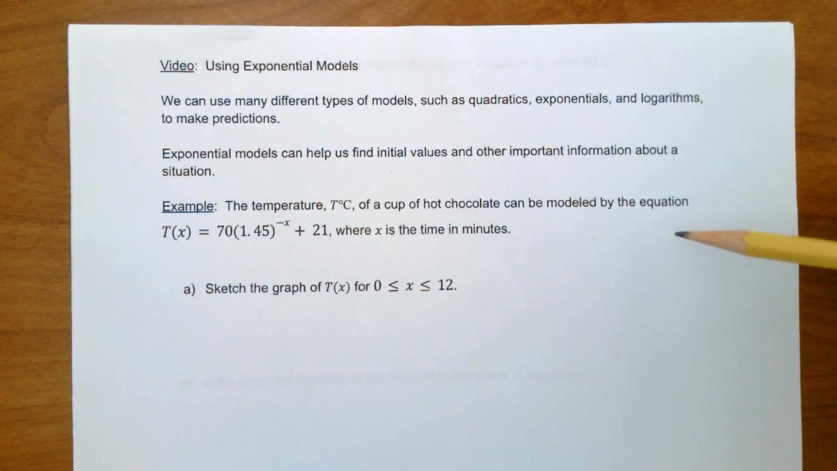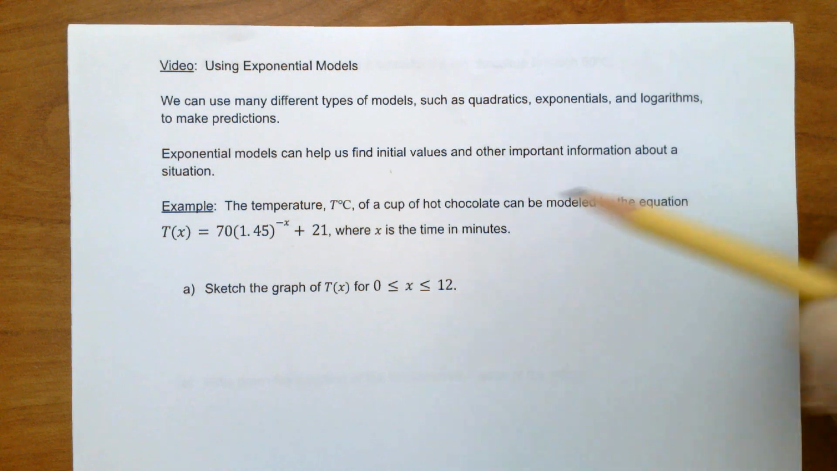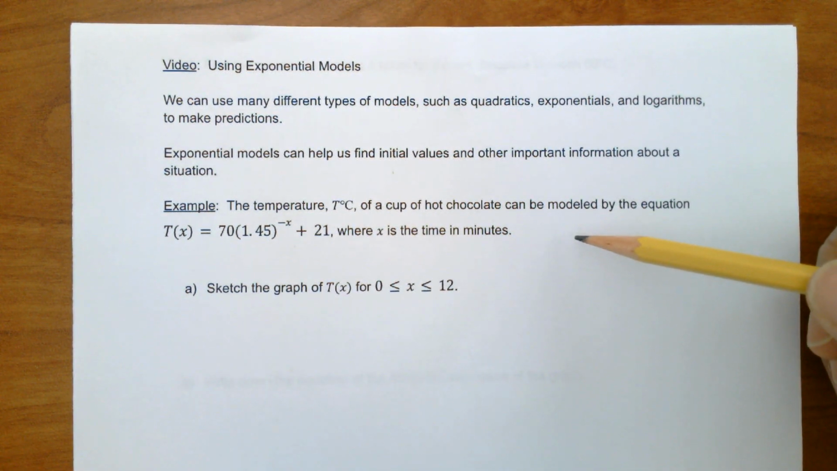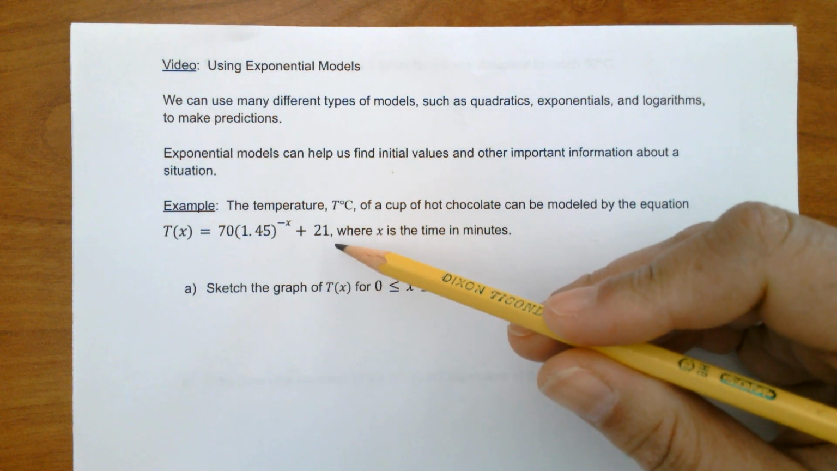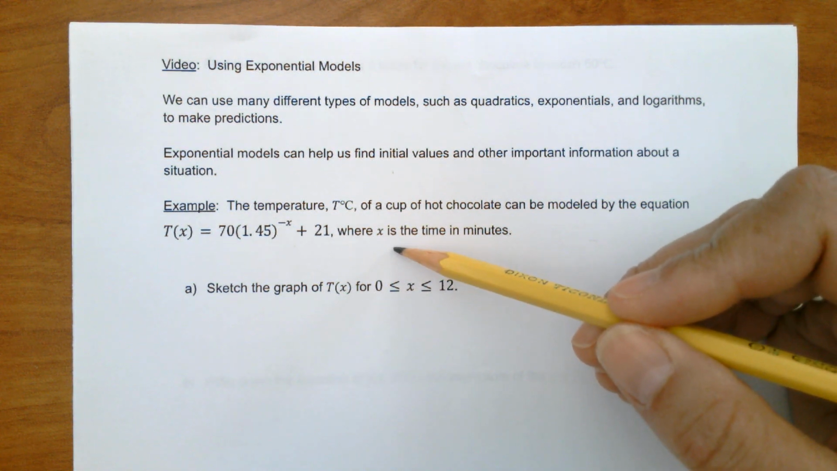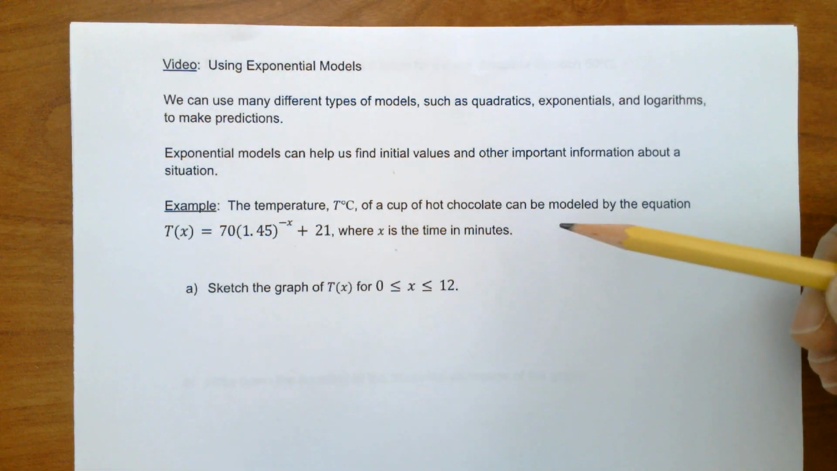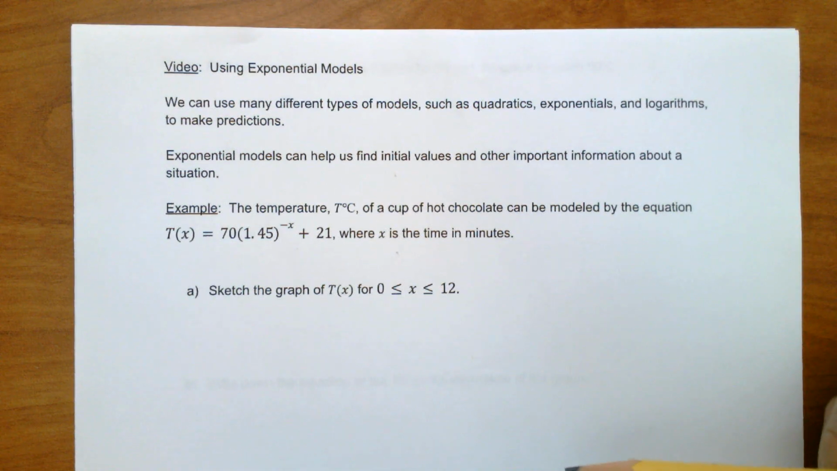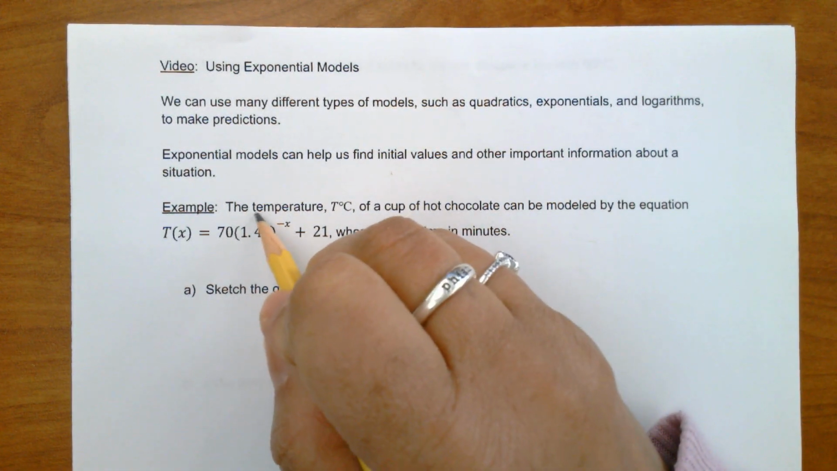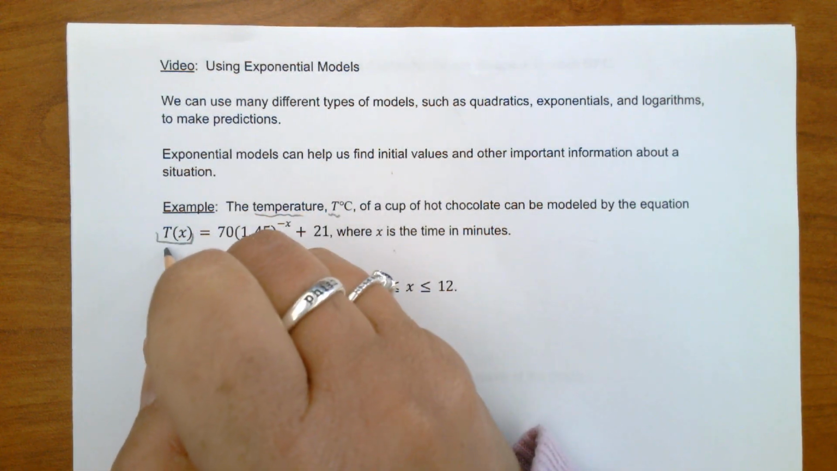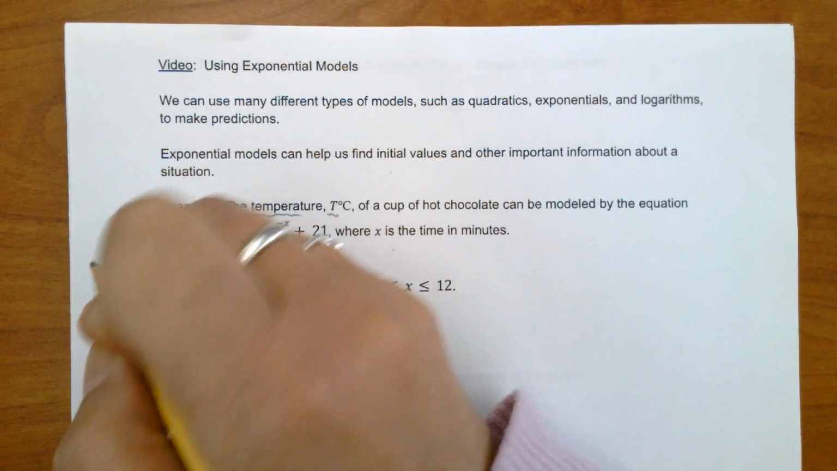The temperature, T, in degrees Celsius, of a cup of hot chocolate can be modeled by the equation T of x equals 70 times 1.45 to the negative x plus 21, where x is the time in minutes. So before I even start looking to see what I have to do, I'm going to label some of my equation to help me better understand what the questions are asking. First, I see that temperature is in T.